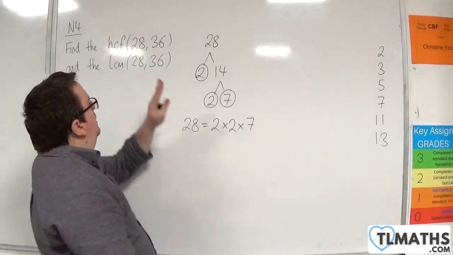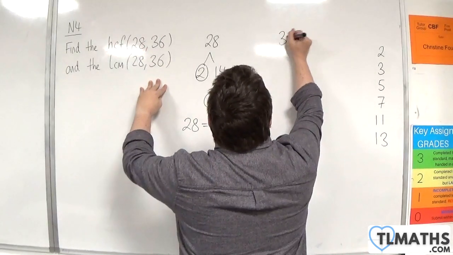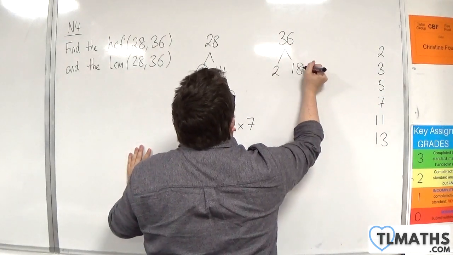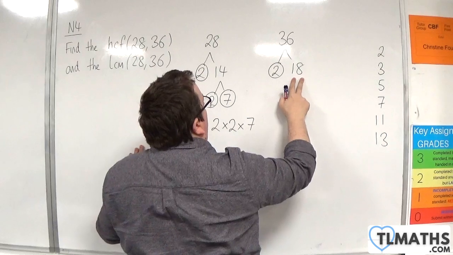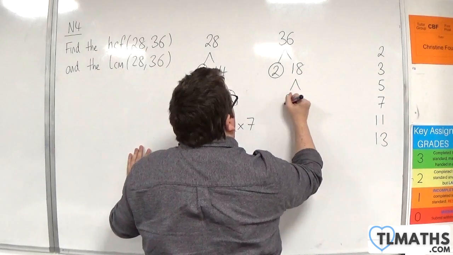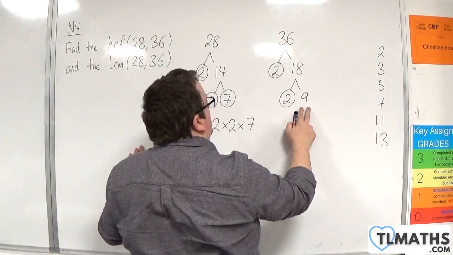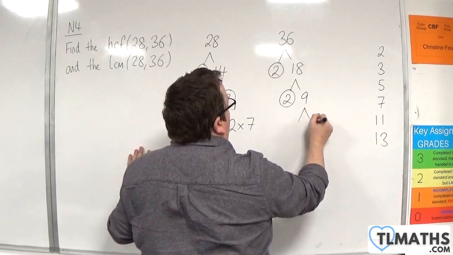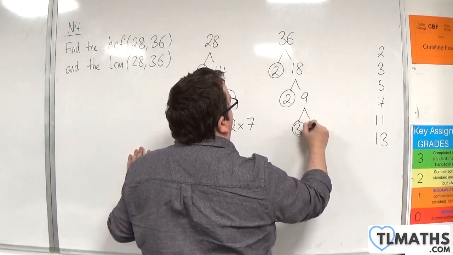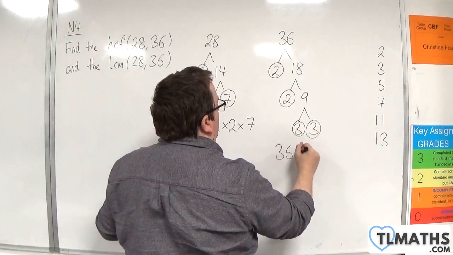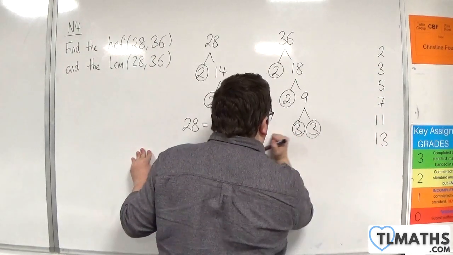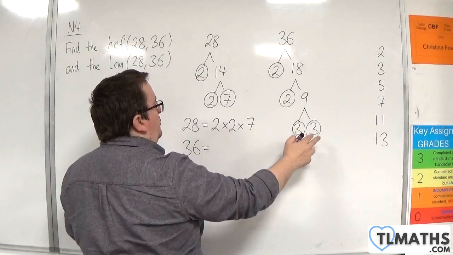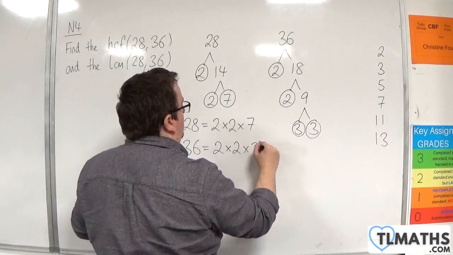Okay? Let's go to 36. Now, does 2 go into 36? Yes, it does. So it goes in 18 times. 2 is prime, 18 is not. Does 2 go into 18? Yes, it goes in 9 times. 2 is prime, 9 is not. Does 2 go into 9? No. Does 3 go into 9? Yes, it goes in 3 times. 3 is prime. So 36 can be written as, actually, I'll write it underneath this one. So 36 is 2 times 2 times 3 times 3.